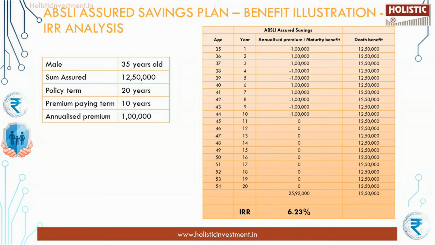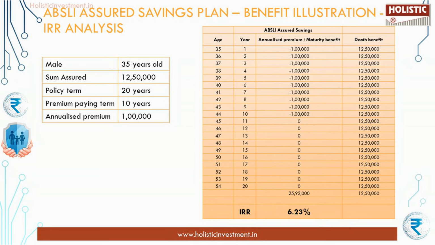Let us calculate what would be the returns under the ABSLI Assured Savings Plan. The internal rate of return is calculated for a quote taken from the ABSLI portal. A 35-year-old male invests in ABSLI Assured Savings Plan and chooses the following at inception.